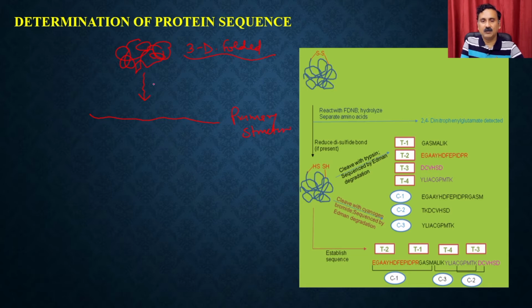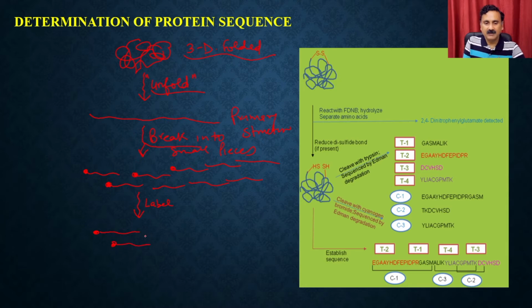So, you are going to unfold the protein by a chemical or enzymatic method. Then, because this length is very large, you are going to break the protein into small pieces, like this. They are going to be overlapping regions, so that you can put these pieces together later. Then you are going to label the termini, or the terminal amino acids, in this way.